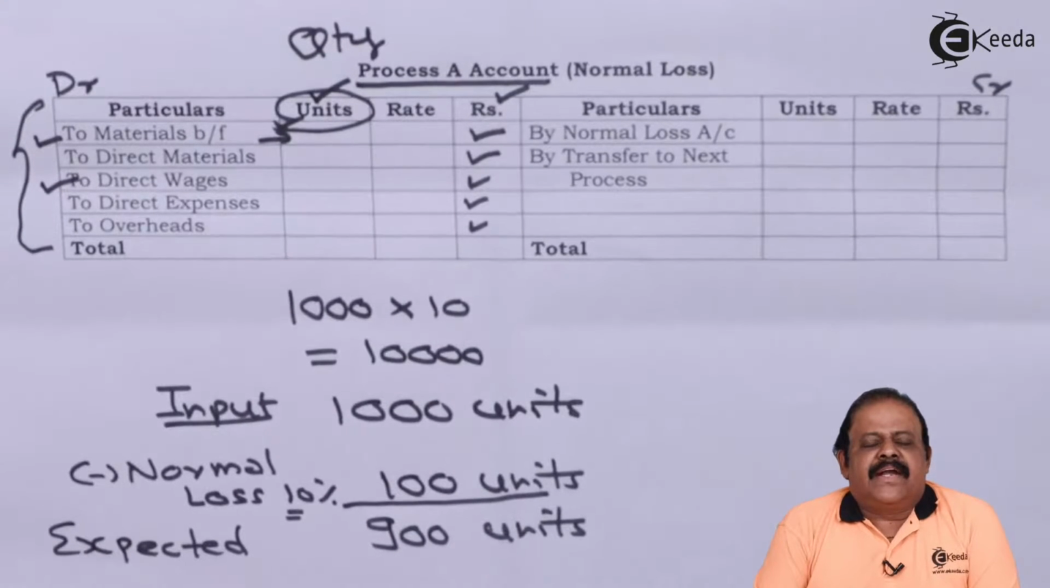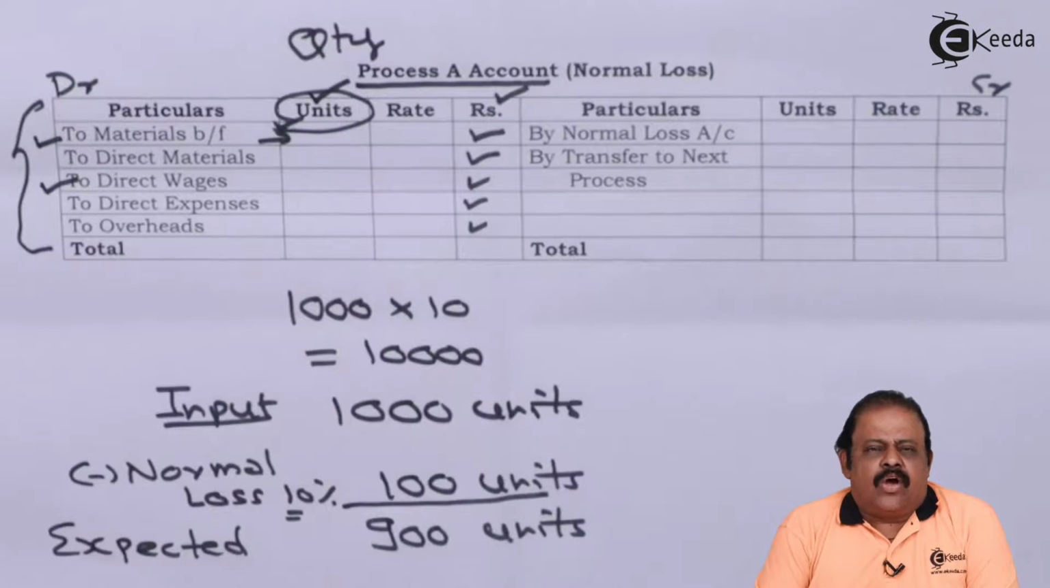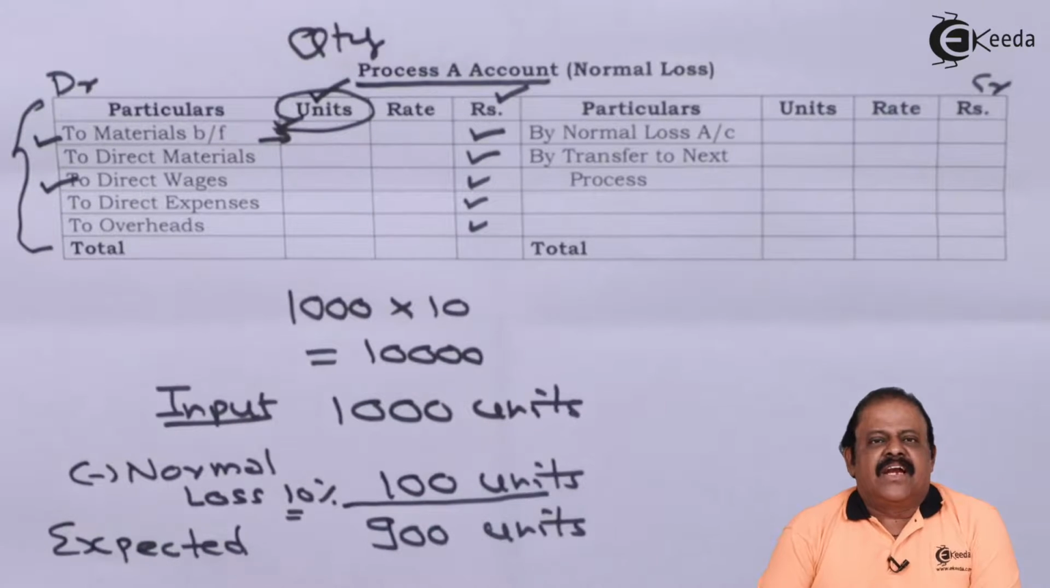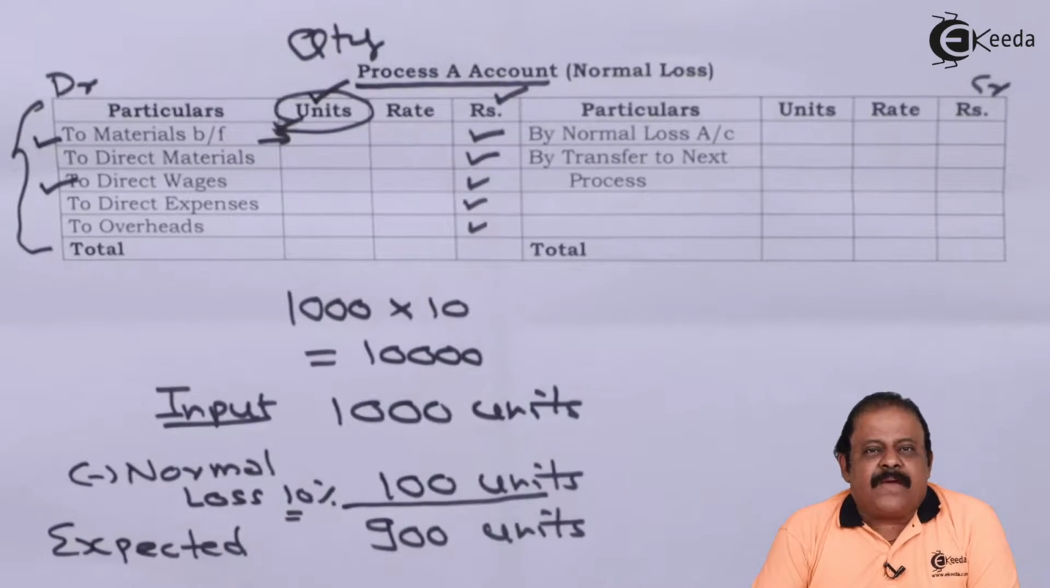From input quantity, if we deduct normal loss, we get 900 units. Now these 900 units will be called the expected output, or estimated output. That is what we are going to get from the usual production.